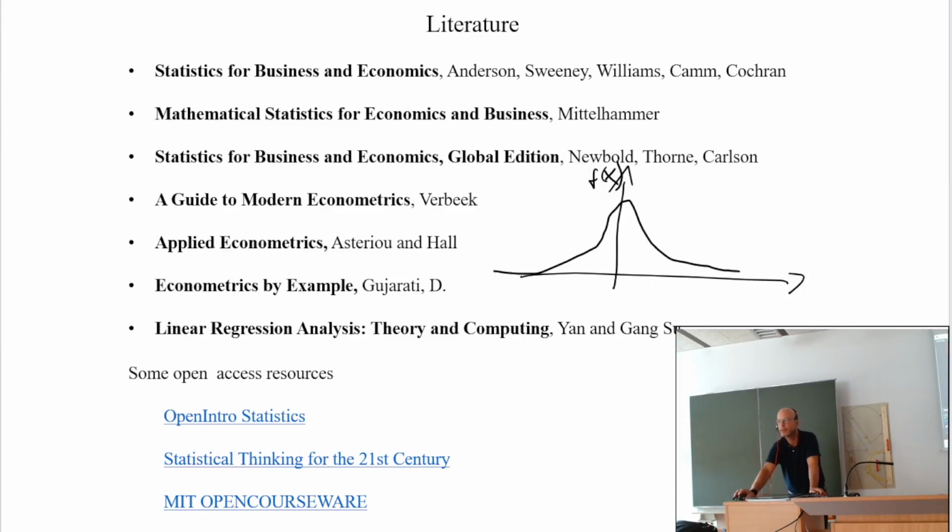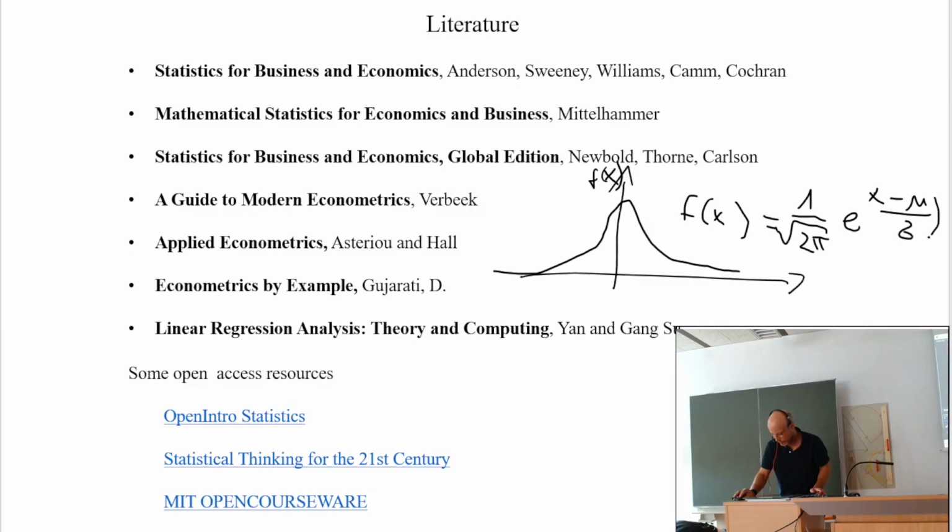So I think you know this curve of the normal distribution and the density function. This was f of x is 1 over square root of 2 pi e to the minus one half of x minus mu over sigma squared. This formula you have seen? Maybe. Well, you will see it in this course.